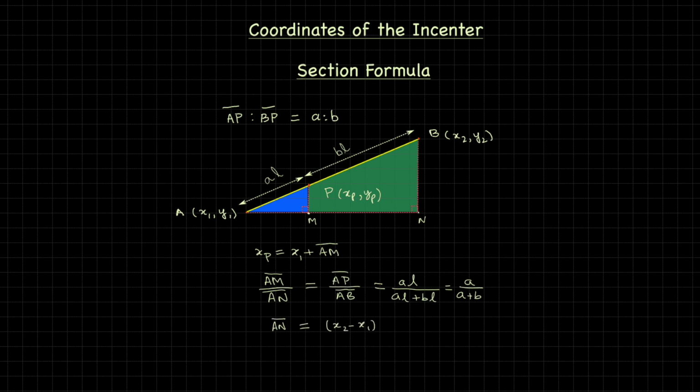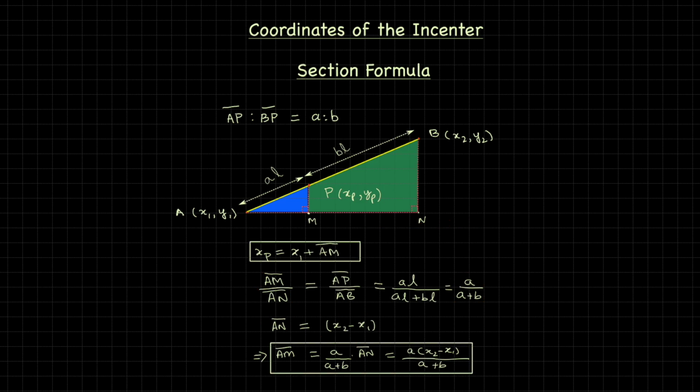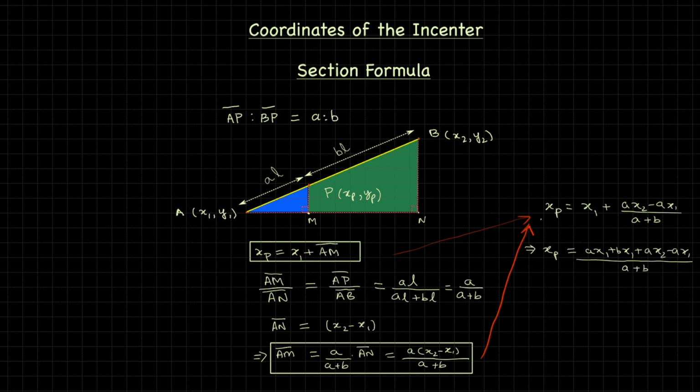Also, AN is a known length. The coordinates of N are x2 and y1. So we can determine the length of AN, which is x2 minus x1. So putting those two equations together, the length of AM is a times (x2 minus x1) divided by a plus b. So we have found a formula for AM. Now all we need to do is pick these two equations and substitute AM in the first equation. If we do that, we get this formula. If we simplify this and cancel out the corresponding positive and negative terms, we get the formula xp is b times x1 plus a times x2 divided by a plus b.